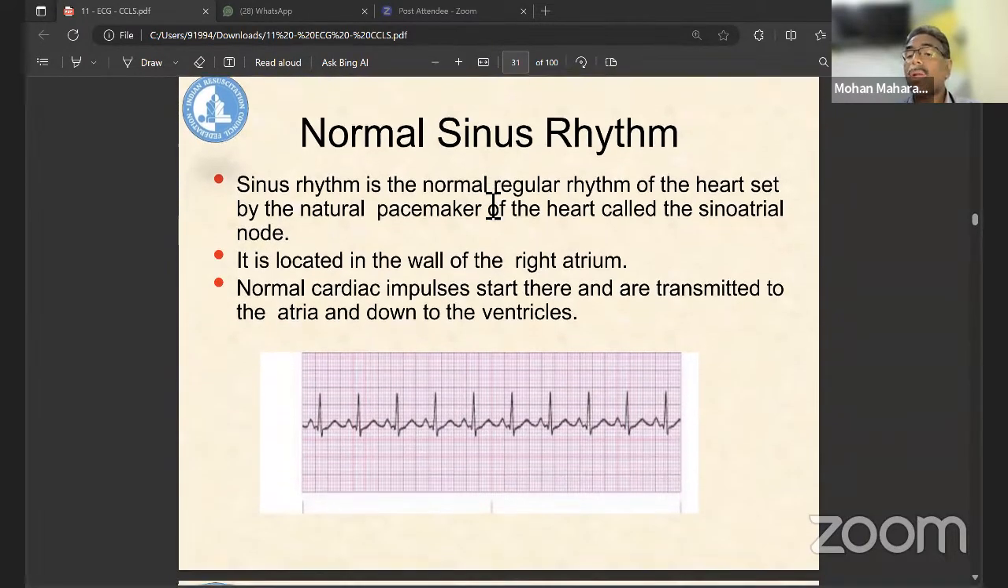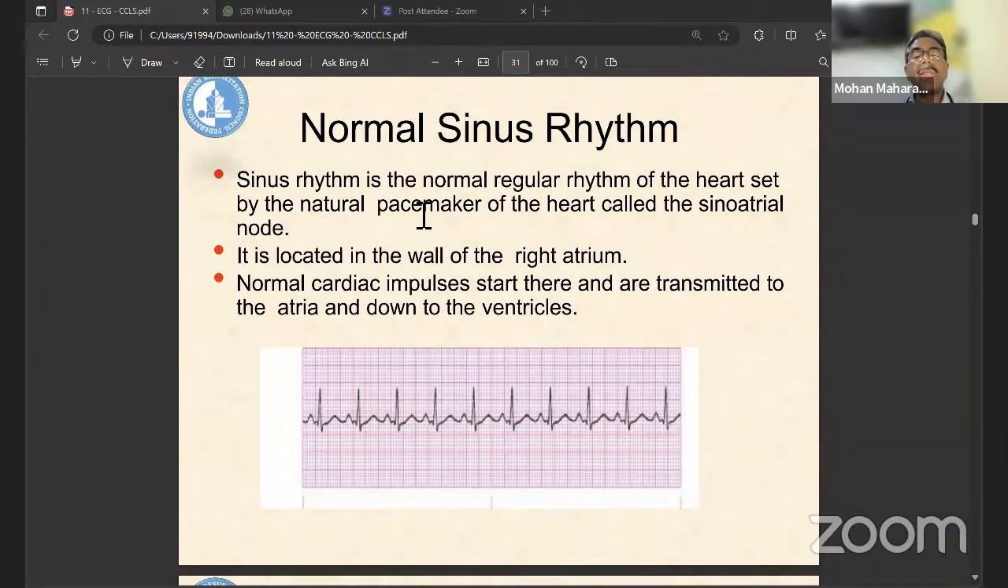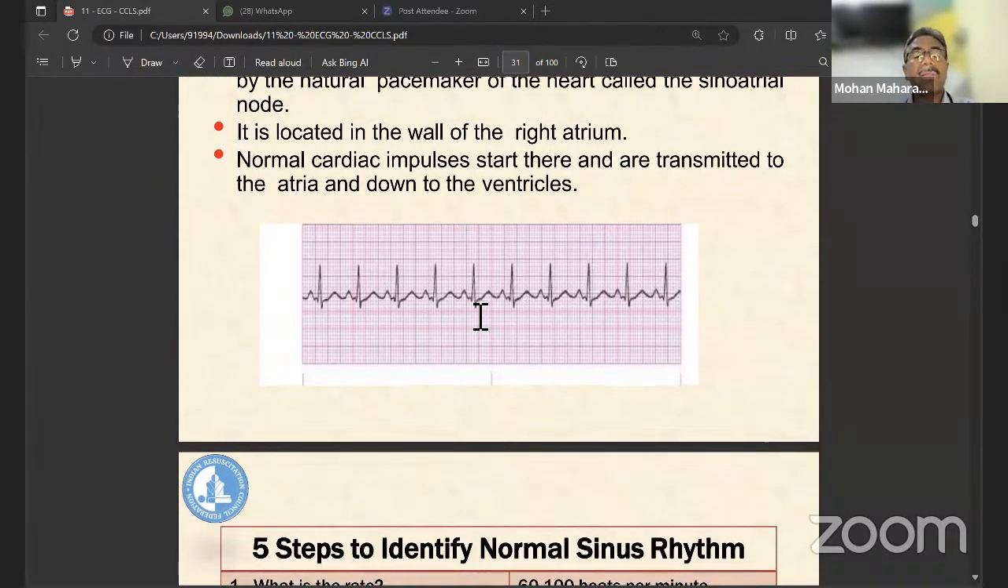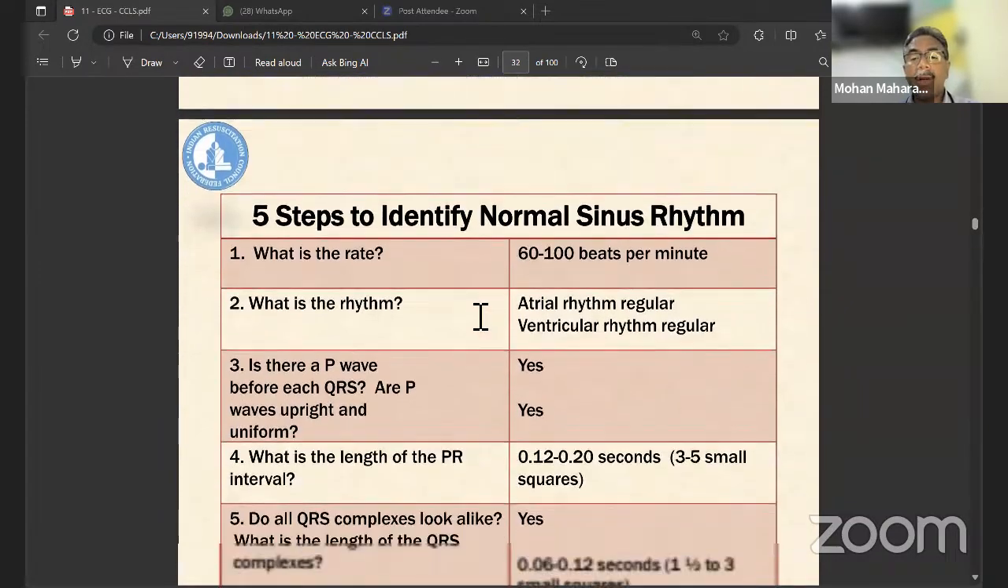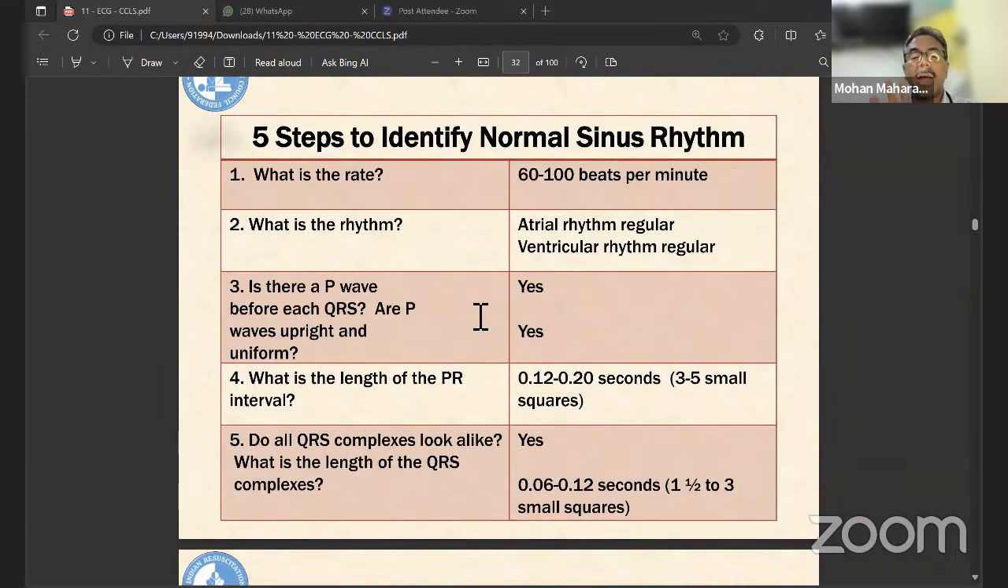What is a normal sinus rhythm? The sinus rhythm is the normal, regular rhythm of the heart set by the natural pacemaker of the heart called the sinoatrial node. It is located in the wall of the right atrium, which we already mentioned. Normal cardiac impulses start there and are transmitted to the atria and down to the ventricles through the mechanism we mentioned and depicted in the diagrams and explained in the previous slides. So what happens here? There is a regularity. And remember, this is one thing that is easy. If you understand this pattern, it is easy to do for every rhythm.